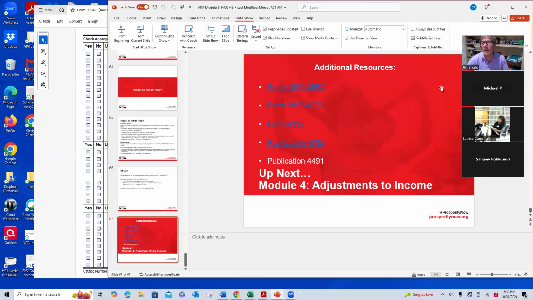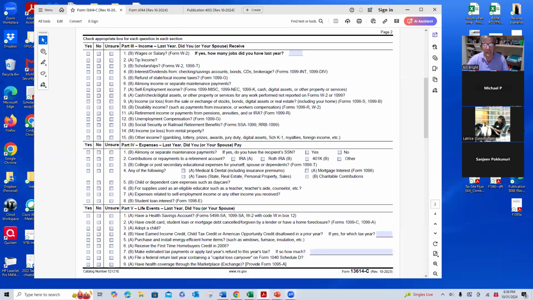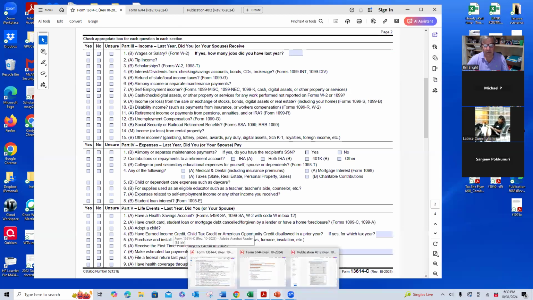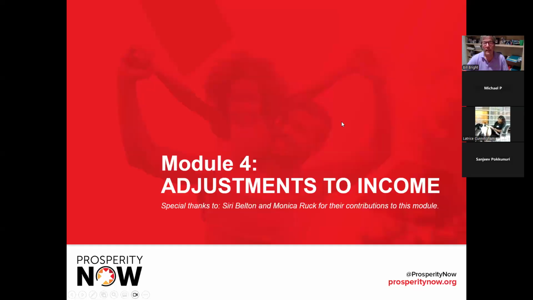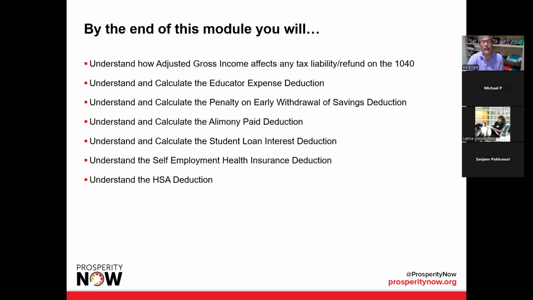Okay, I think that was it. That's it for that. So I'm going to go to adjustments now. Now we've got all the income in the return. Now we need to get to a point where we can see what the tax situation is going to be. We basically have total income here, and we want to make sure what the tax liability is going to be.